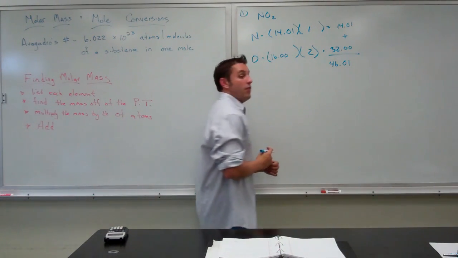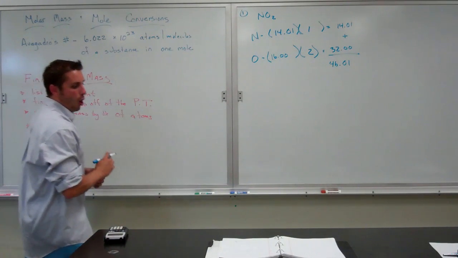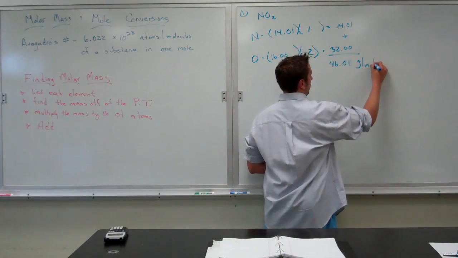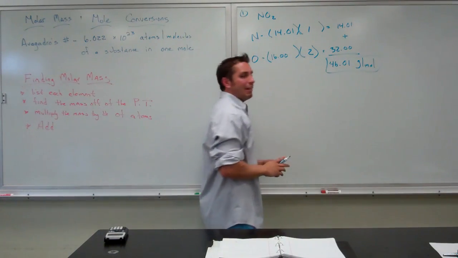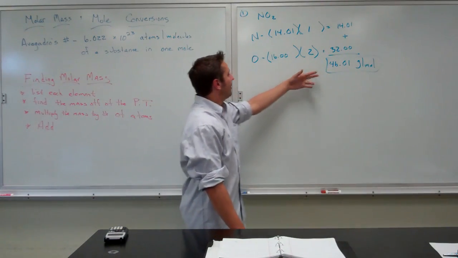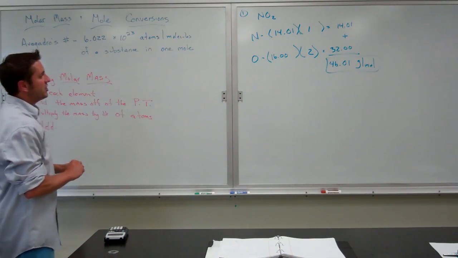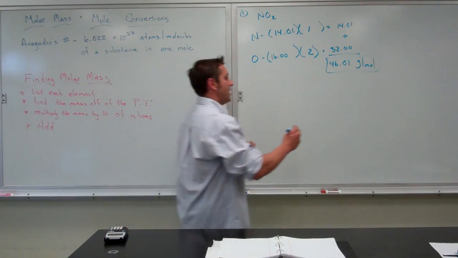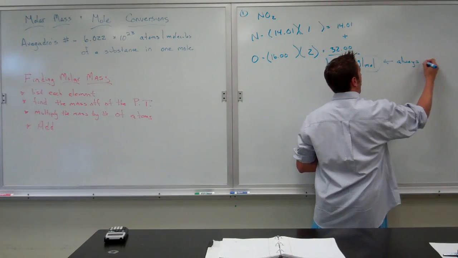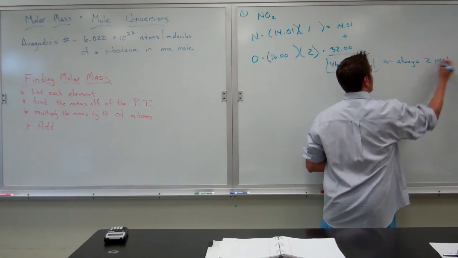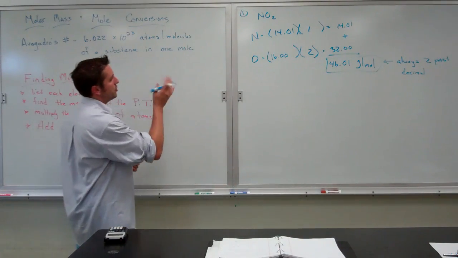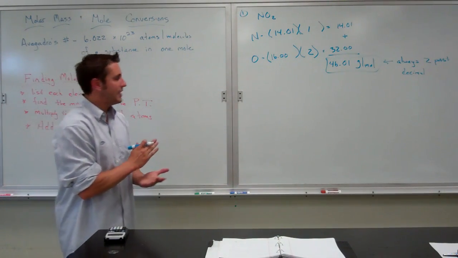46.01. And then the units on molar mass are always grams per mole. And that is what allows us to use them in conversions. Because it's grams per 1 mole, we're allowed to put those things in brackets together as we go through. And the big thing I wanted you to remember is molar mass calculations always go 2 past the decimal. So anytime you get the number from the periodic table and you add them up, they will always go 2 places past the decimal.